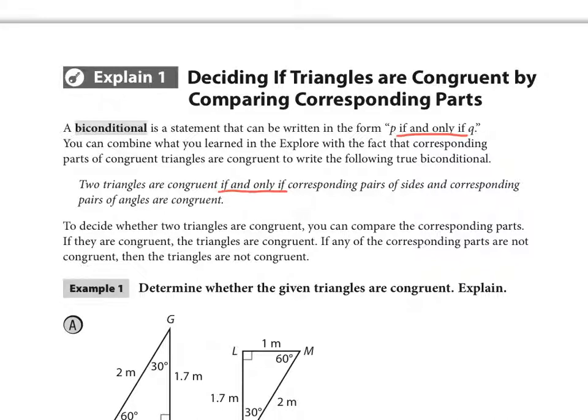Here is our statement. Two triangles are congruent if and only if corresponding pairs of sides and corresponding pairs of angles are congruent. To make that shorter, they could have just said corresponding parts are congruent. So two triangles are congruent if and only if corresponding parts are congruent. And remember, that's 6 total parts from one triangle, 6 total parts from the other triangle.